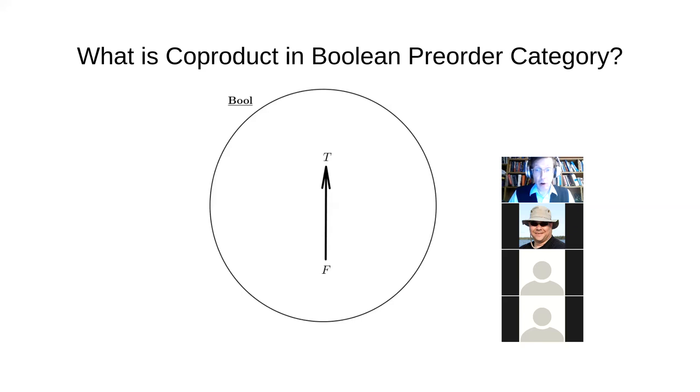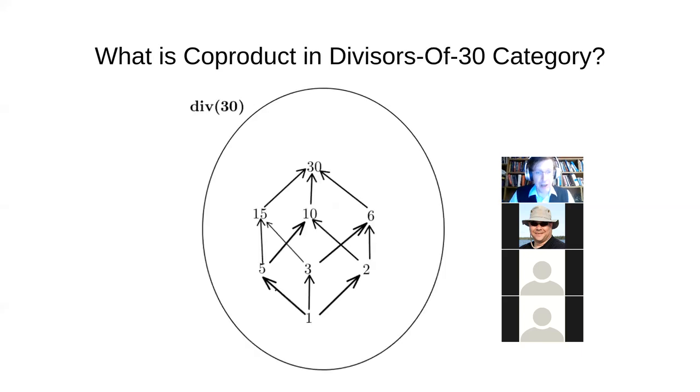Coproduct is or, which is sometimes why, have you ever wondered why you sometimes write and as times, and or as plus? I don't know if you've seen that, but in electrical engineering, that's quite common. So that kind of goes along with this.